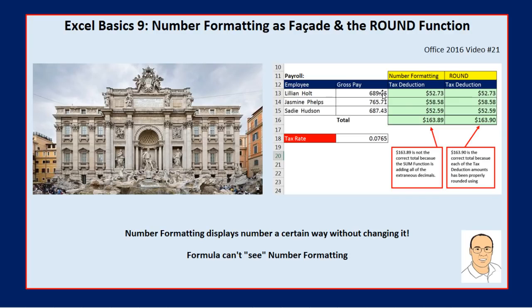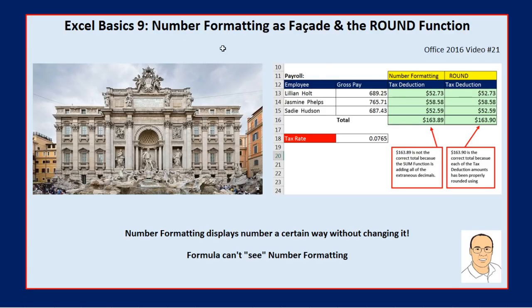Now, each one of these calculations is a tax deduction. We took gross pay times tax. We did our calculations. Then we applied currency number formatting to display just 2 pennies. Then we added. But guess what? The sum function is adding the incorrect total, because when we multiplied, we had extraneous decimals past the penny position. So when we use just number formatting, our formulas might get the wrong answer. But if we officially round the number to the penny using the round function, then when we come down and use our sum function, it's going to get the correct answer.